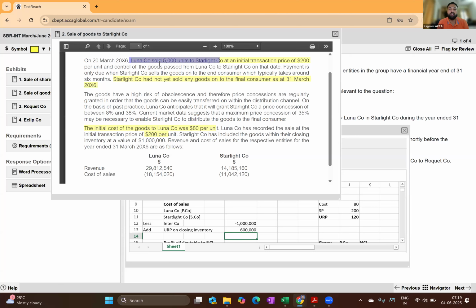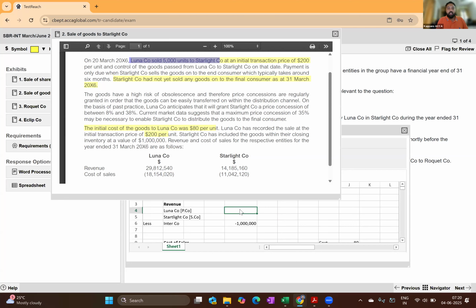Revenue and cost of sales for the respective entities for the year ended 31st March X6, both companies given. Now, the most important thing is, should the subsidiary company figure be time proportionate? Answer is no, because it is still a subsidiary company. There is no sale of subsidiary company. There is a decrease of control, not loss of control, and that will affect the non-controlling interest. 20% becomes 30%. Other than that, it's still a subsidiary company. No time proportionment required for subsidiary company figure. So now let's complete this.